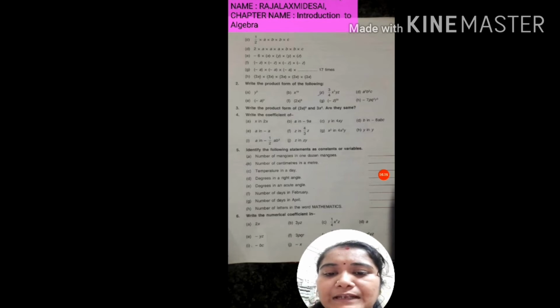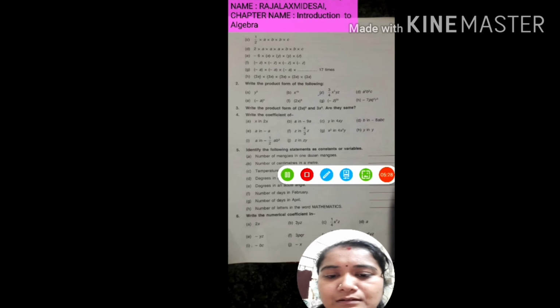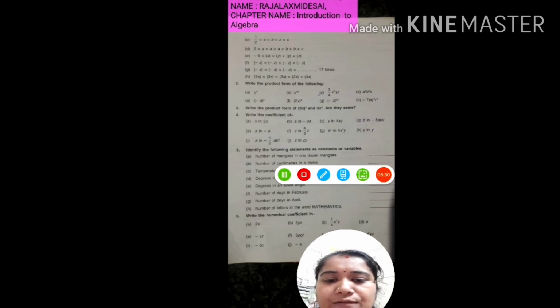Then you have number of days in February. So, in February, we have 28 days. In a leap year, we have got 29 days. So, again it is changing. Therefore, we can take it as variable.